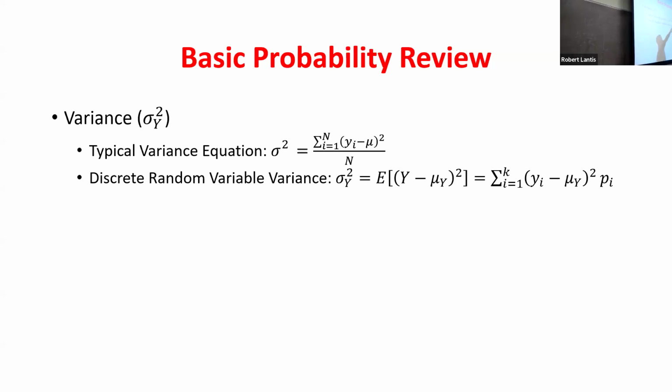We take what we call the deviation from the mean. I'll use this phrase a lot. It's just the difference between that X or that Y value and the mean of that Y variable. We'll square that deviation from the mean and then average it out, right? Divide by the total number of observations.